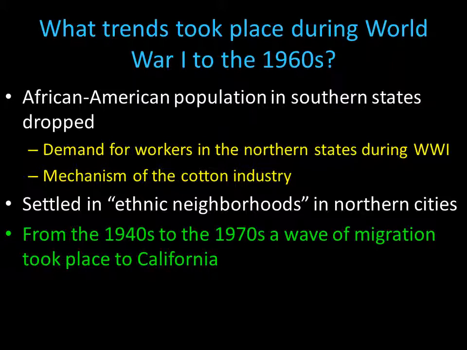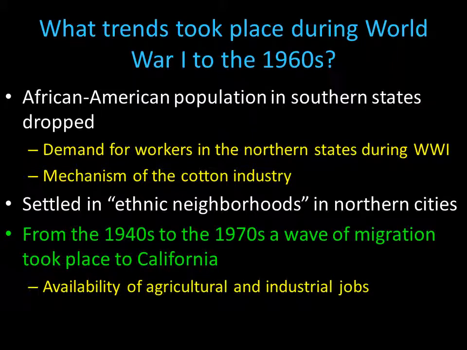Well, from the 1940s to the 1970s, there was a migration of African Americans to California. Because of the availability of agricultural jobs and industrial jobs, the demand for jobs led many African Americans to California.